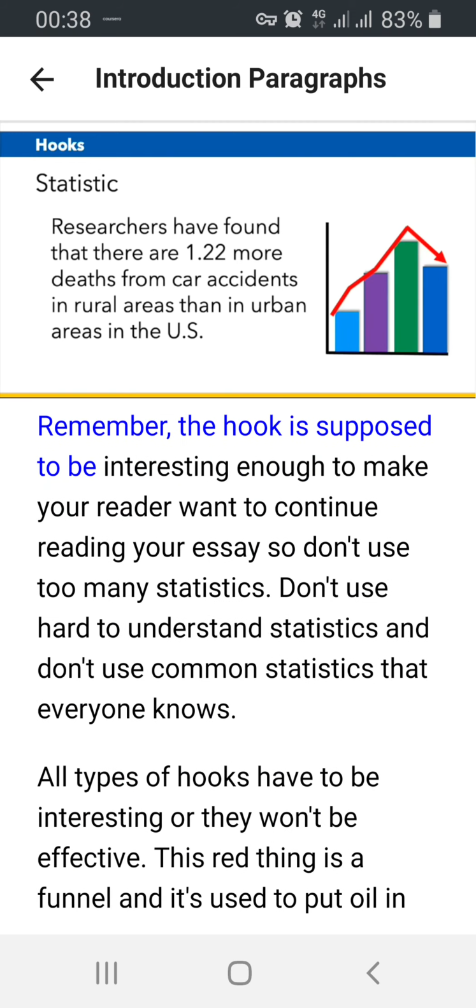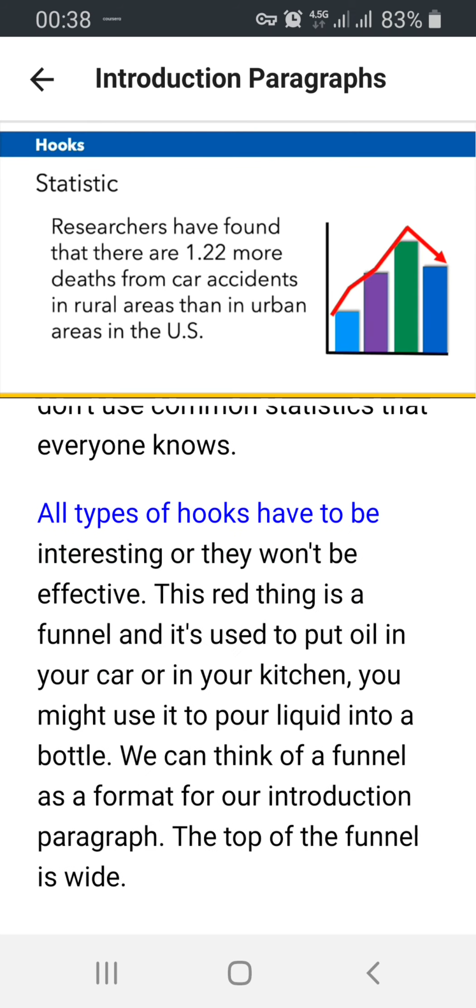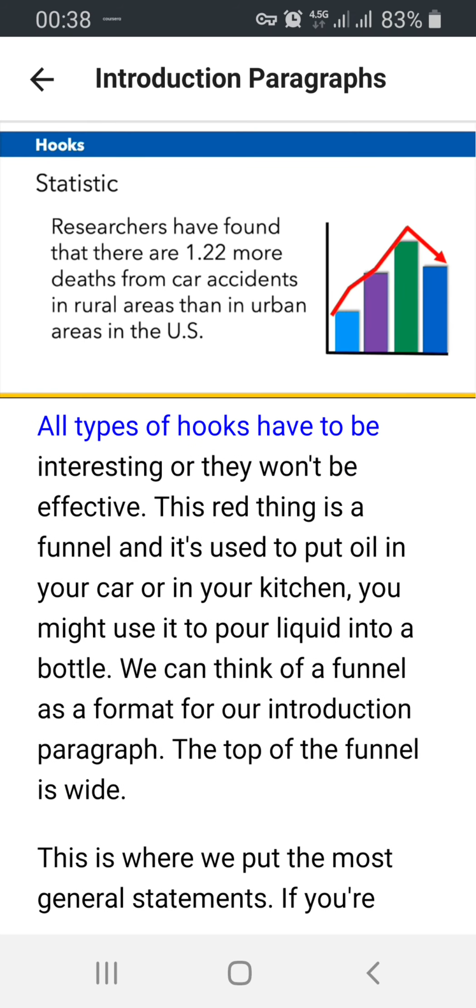And remember, the hook is supposed to be interesting enough to make your reader want to continue reading your essay. So don't use too many statistics. Don't use hard to understand statistics, and don't use common statistics that everyone knows. All types of hooks have to be interesting or they won't be effective.